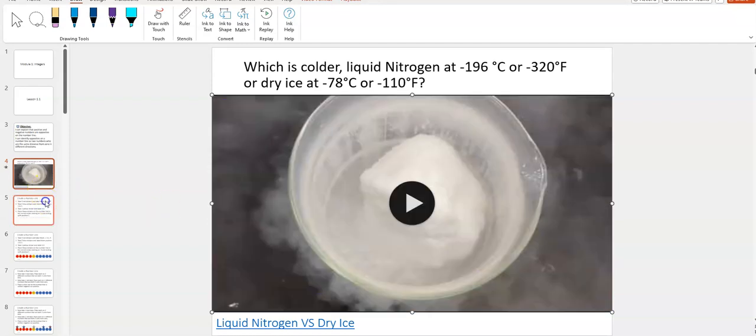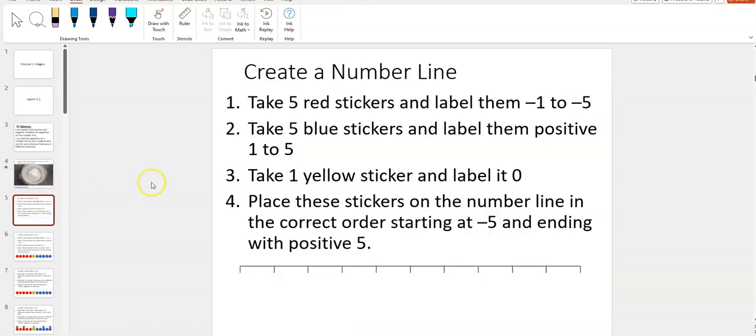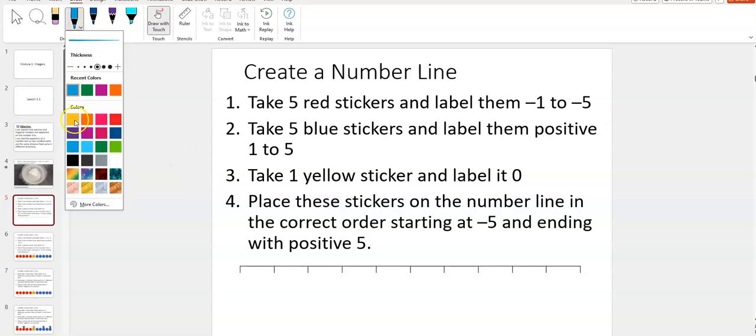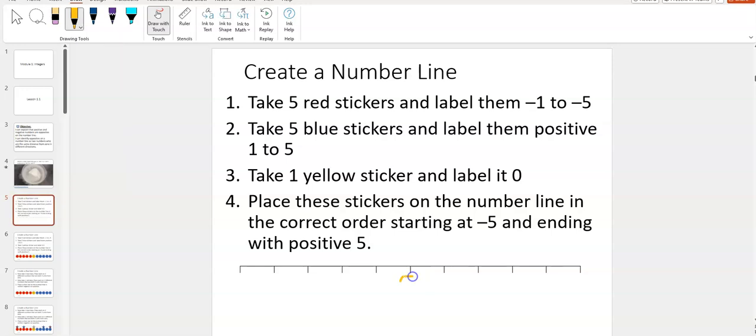So that is kind of what we did in class at first, was we kind of thought about some things in real life. And then what we did was we created a number line in your notes. Now, all of the steps to do this are on your paper. And I had stickers, but if you don't have stickers at home, you can just do colors. So you can just take a blue colored marker and draw 5 blue circles and label them positive 1 to 5. What we actually did in class was we started with the yellow one and we put that in the middle for 0. So you could just take a marker and color it yellow, and this became 0.